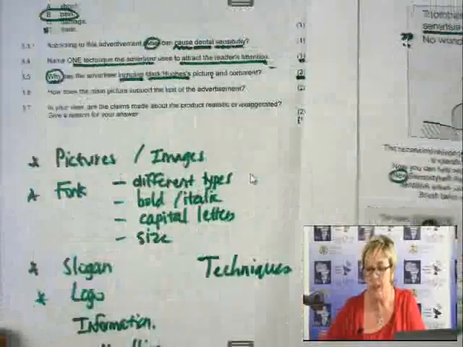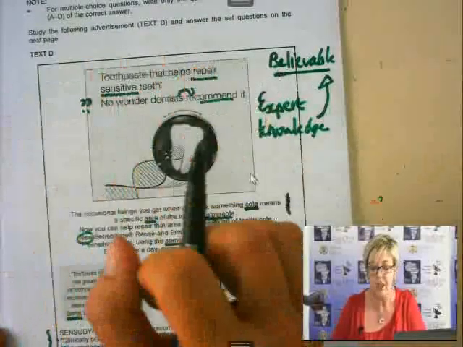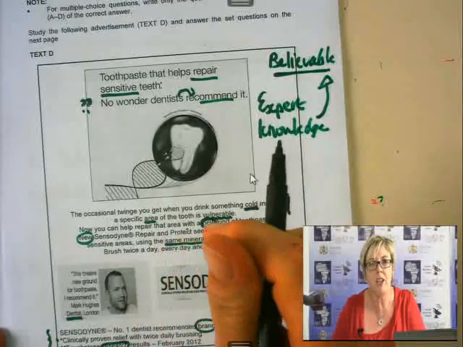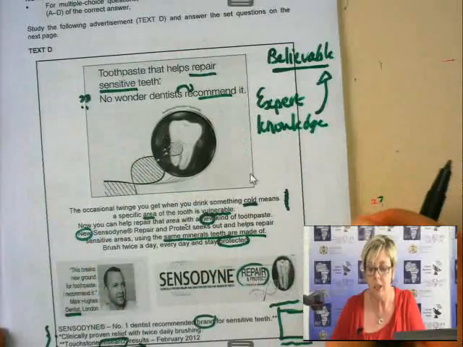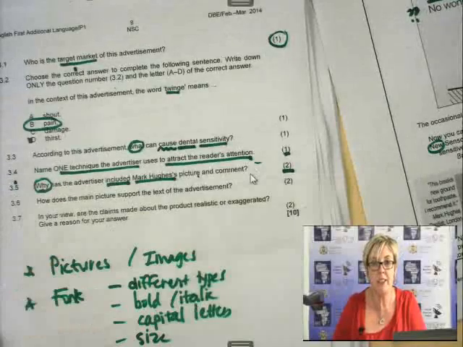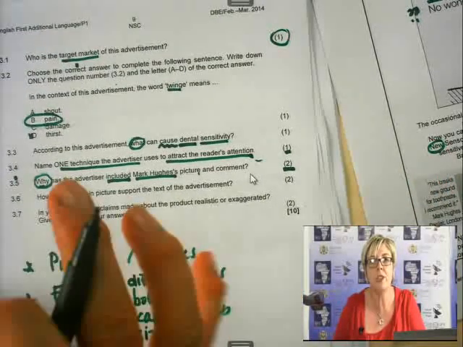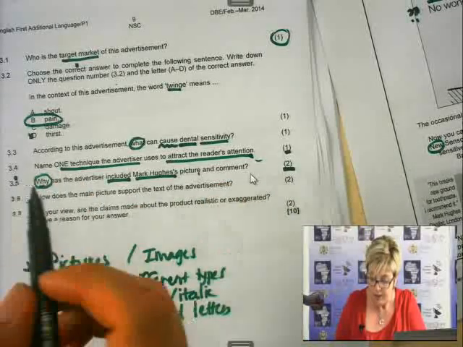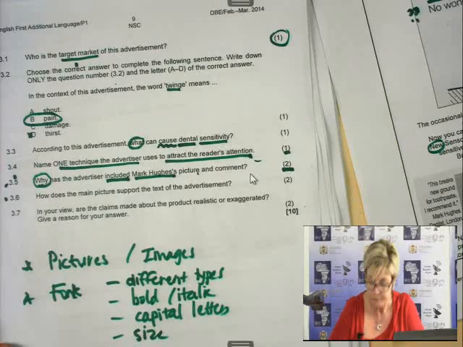So there, I don't want to say I can guarantee you, but I would bet on it that in this visual literacy section, analyzing an advertisement, they will ask you a question on the target market, they will ask you a question on the advertising techniques, and if they choose an advertisement that includes an expert opinion, they will ask you that question, to make it more believable.